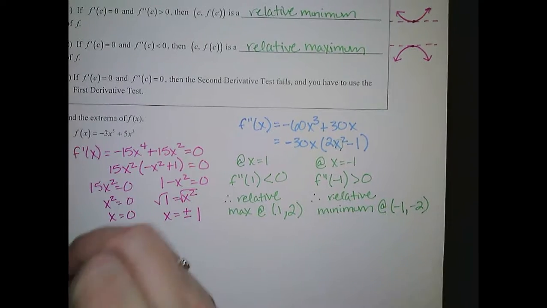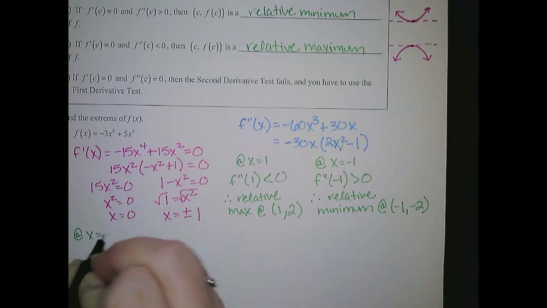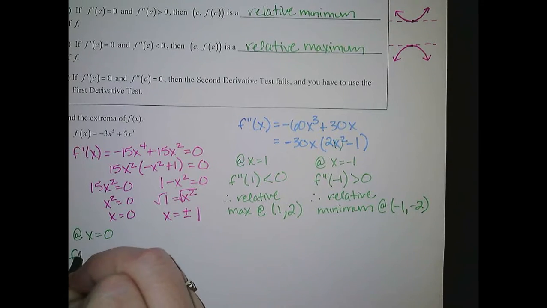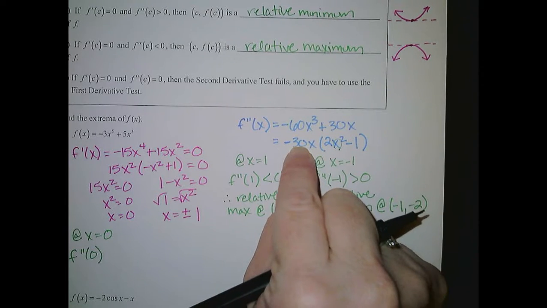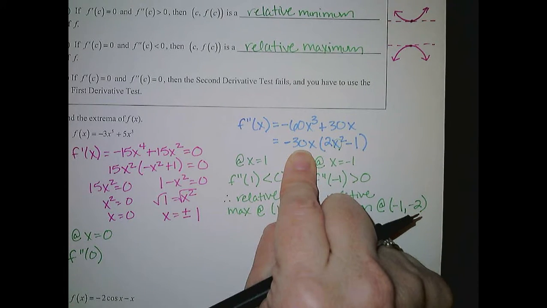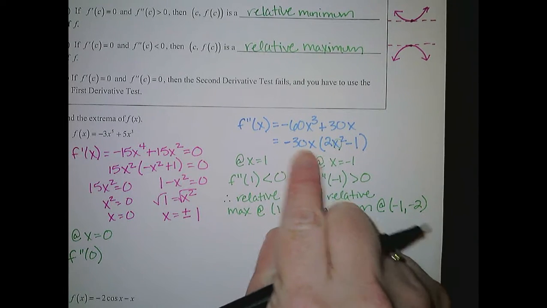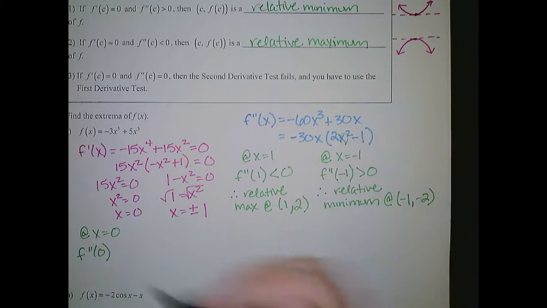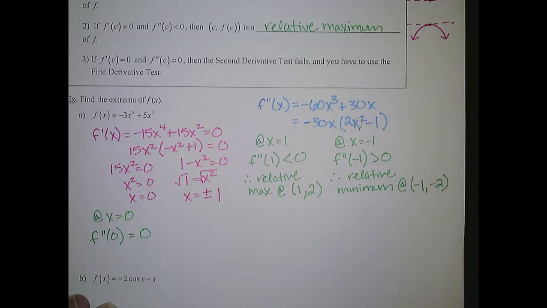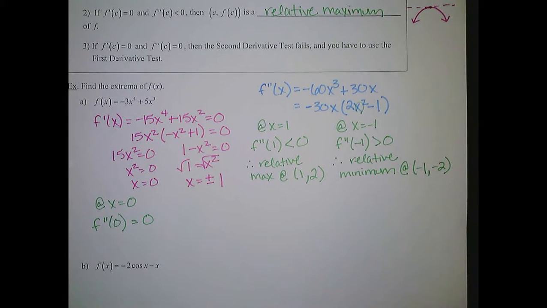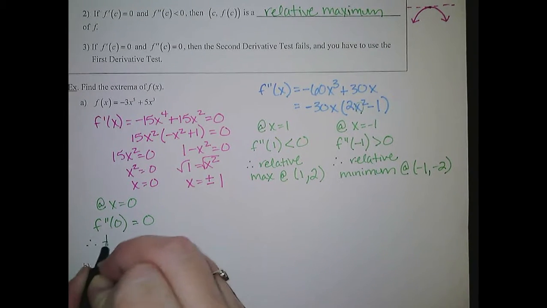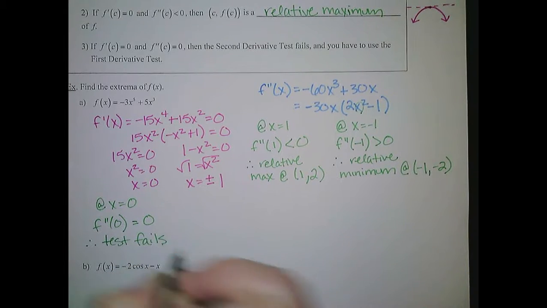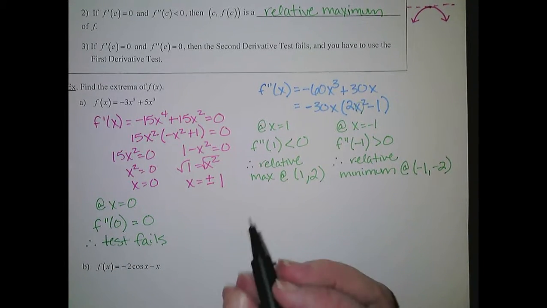And finally, I need to check my other point, which was at x equals 0. So at x equals 0, if I look at the second derivative at 0, I would have 0 times whatever I get here, which is just going to be 0. So the second derivative here is actually equal to 0, which doesn't tell me anything about the concavity. So here, our test fails, which means that we need to go back to our first derivative test.